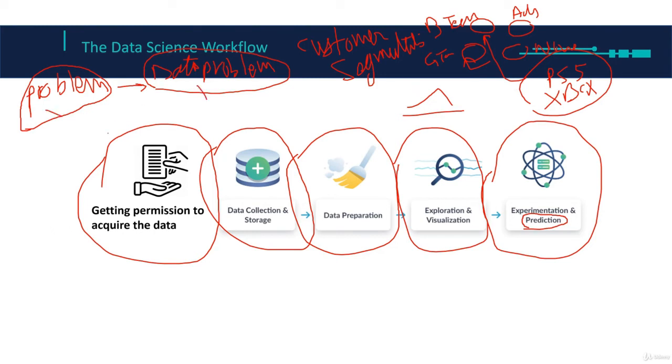Okay, so this was the business problem. This is the data problem. I'm going to get the permission from the company to get the data, and then they're either going to give me access to their database, or they're going to give me a data set.